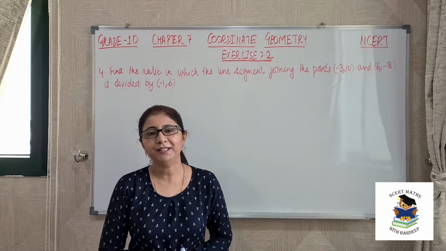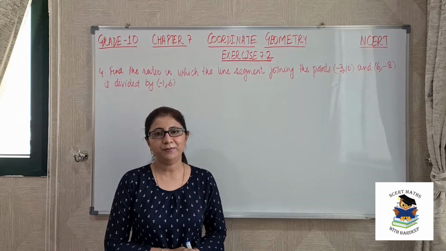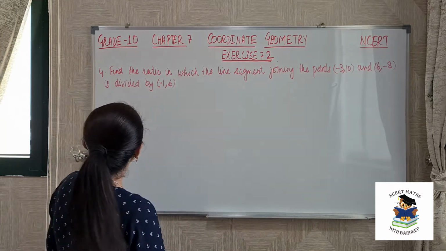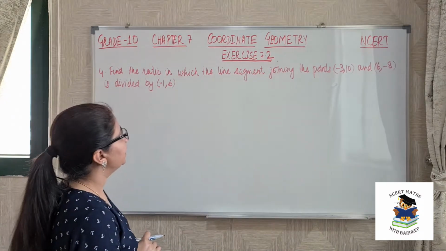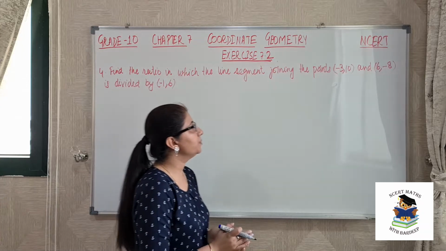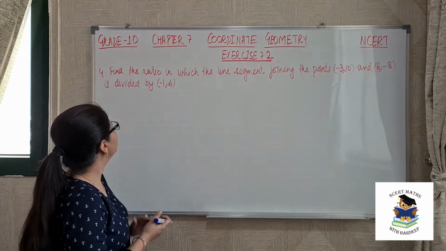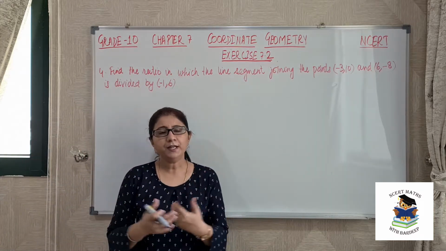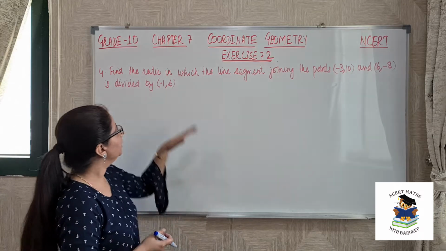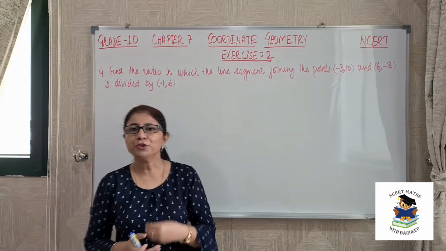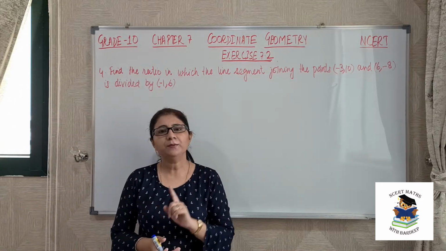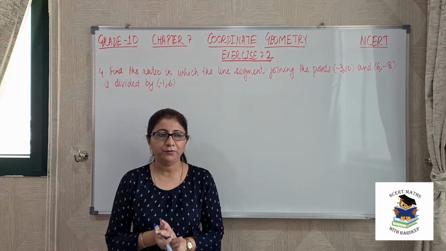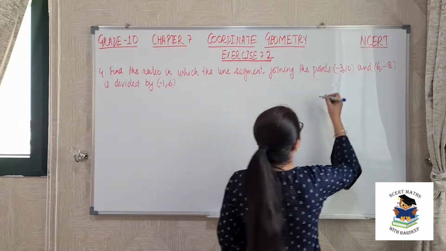Today we are continuing our exercise number 7.2 of chapter 7, that is coordinate geometry of grade 10. Fourth question is find the ratio in which the line segment joining the points -3, 10 and 6, -8 is divided by -1, 6. So this is a different application of section formula where the coordinates are given and we should find the ratio. This concept is again explained in the introduction video. For detailed explanation you can refer that video. Let's understand this question.